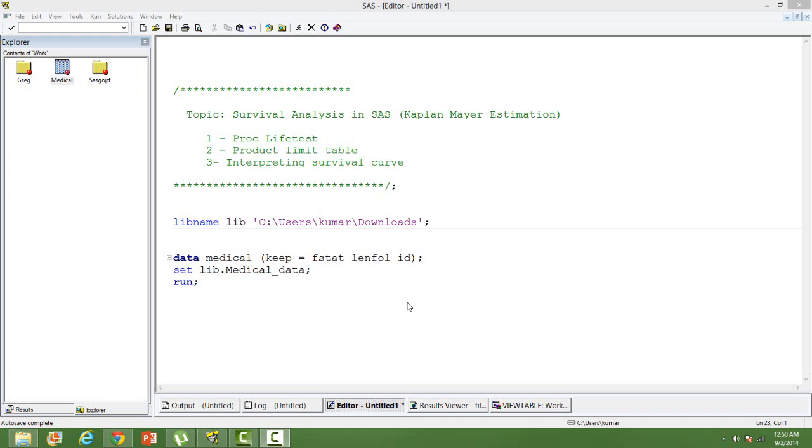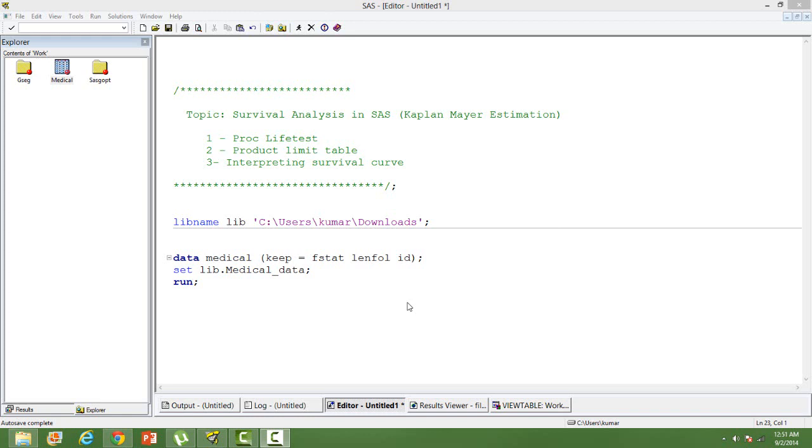we will study three things: how to use proc lifetest in SAS to do the Kaplan-Meier estimation. Just to remind you, Kaplan-Meier estimation is one estimation method that is used to estimate the survival function. Then we will learn how to interpret the product limit table, which comes as part of the result in the estimation process. And then finally we will learn how to interpret the survival curve.